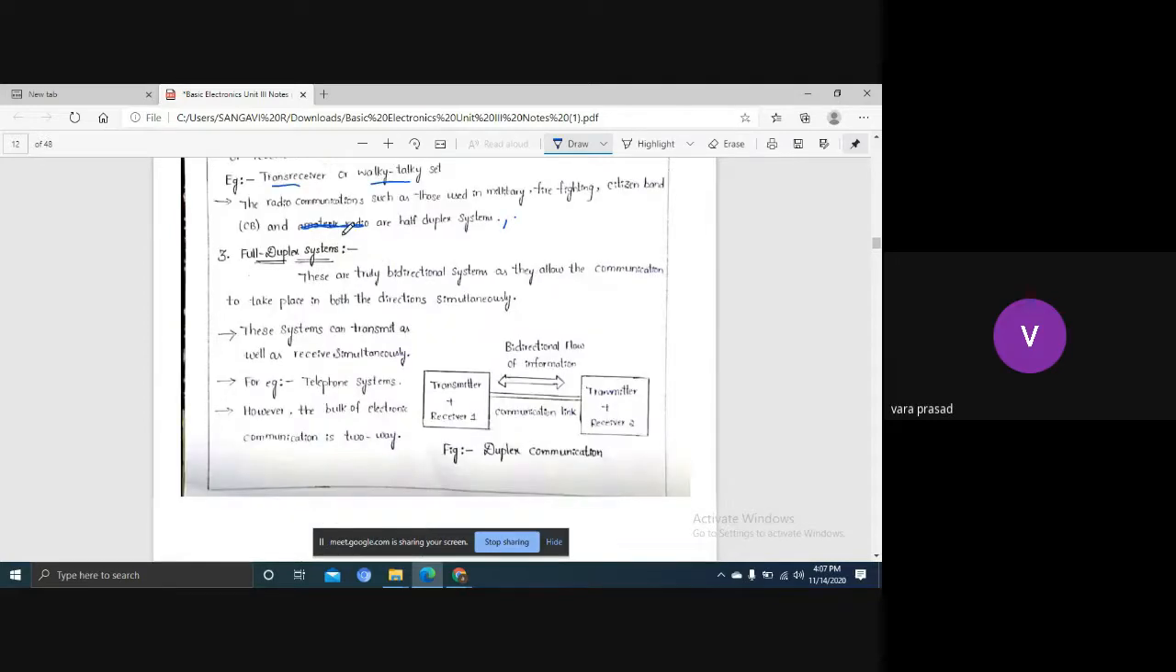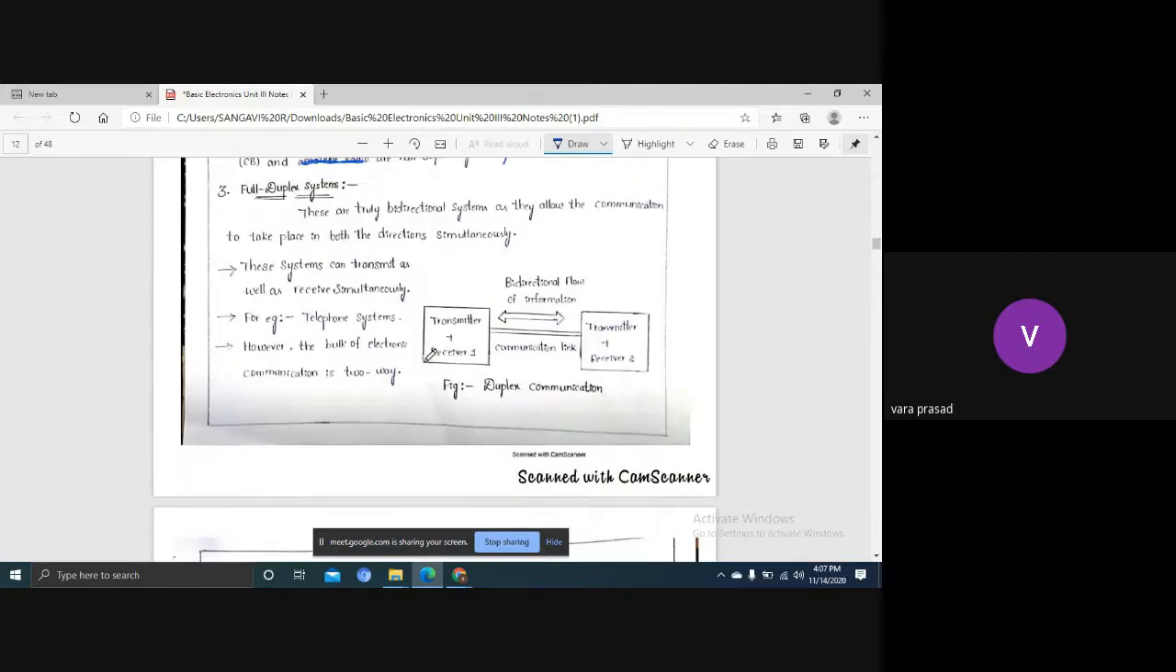Next, the full duplex system. These are truly bidirectional systems, as they allow communication to take place in both directions simultaneously. These systems can transmit as well as receive simultaneously. For example, the telephone system or mobile communication. However, the bulk of electronic systems are two-way. They have given the block diagram of the duplex system.